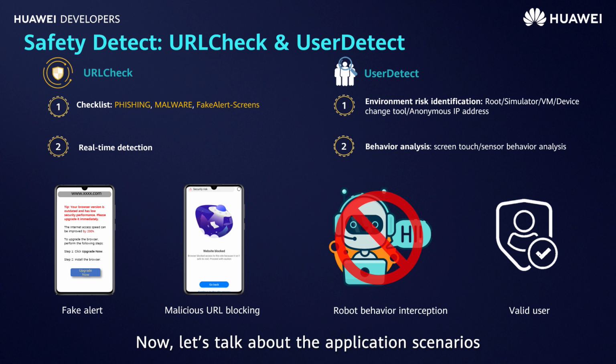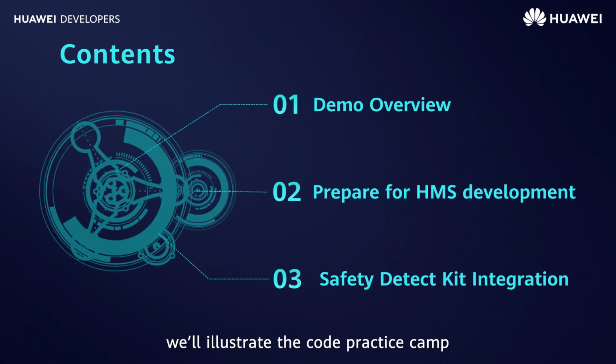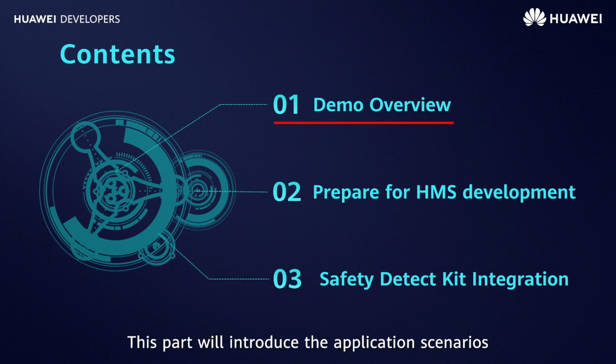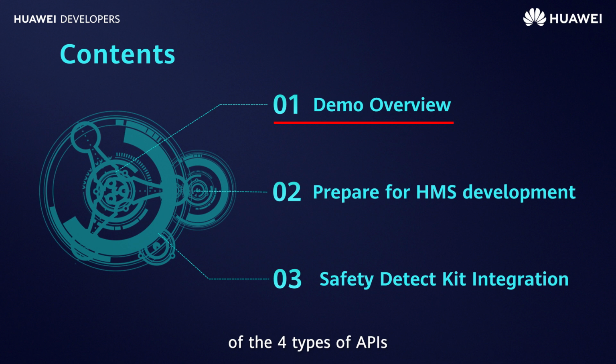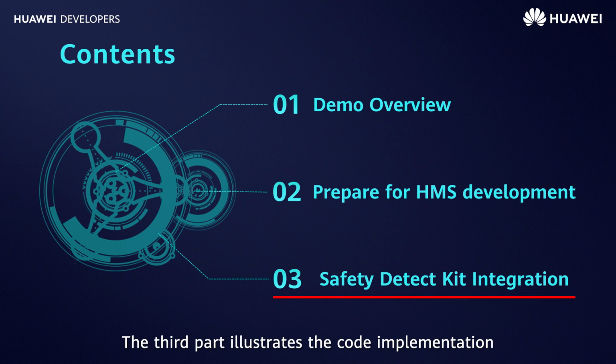Now, let's talk about the application scenarios and a specific application of these APIs. In this chapter, we will illustrate the code practice camp. There are 3 parts in this chapter. The first part is demo overview. This part will introduce the application scenarios of the 4 types of APIs, so you can know when and where to use them. The second part is the preparation of the development environment, which mainly includes the configuration of App Gallery and the integration of HMS SDK. The third part illustrates the code implementation for the 4 scenarios in the demo.